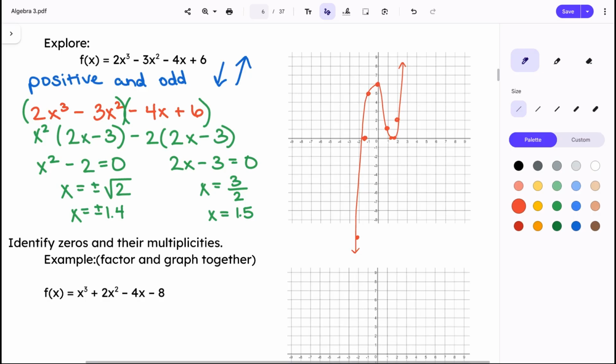Any questions on that? Okay, I think that's where we're going to pause for today because we only have a couple minutes left.